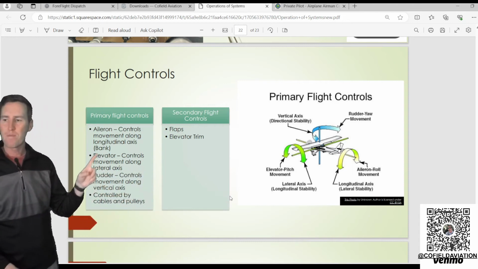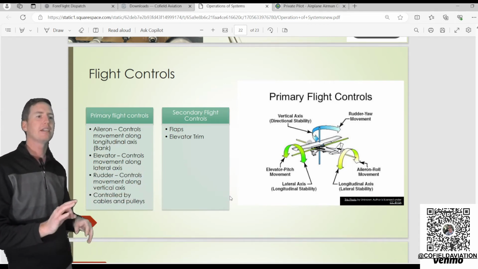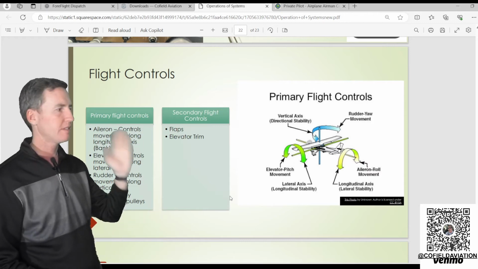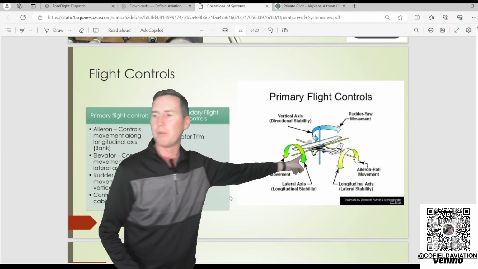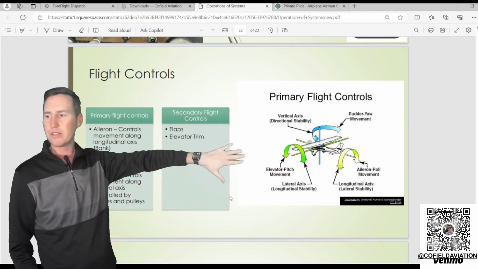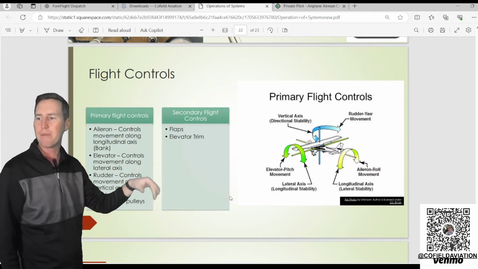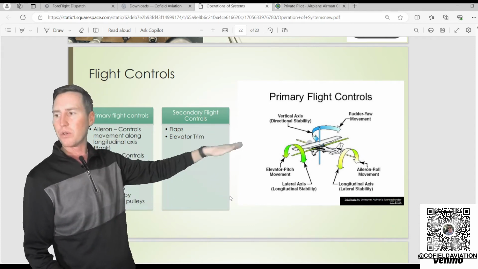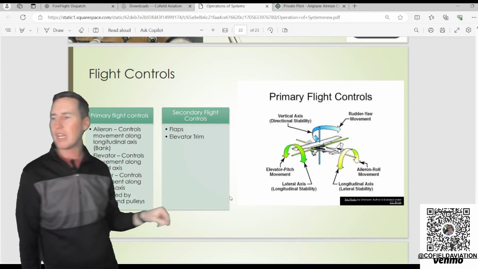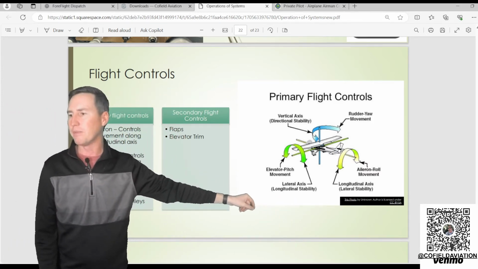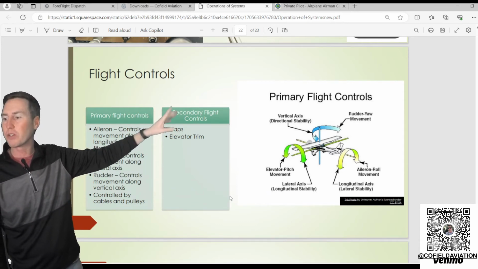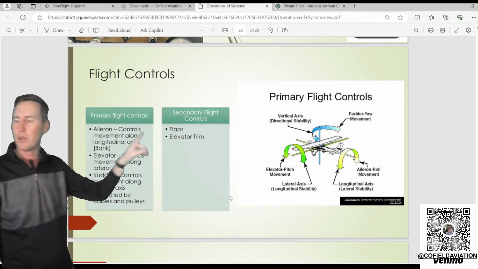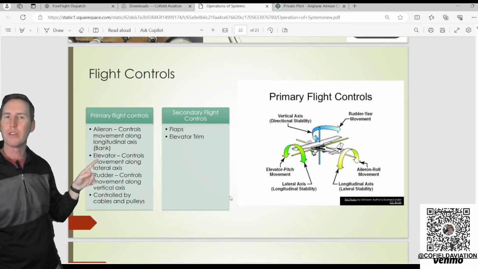Your primary flight controls are the controls that move the three axes. Okay, so we have the longitudinal axis that runs down, if you can see here, from the prop to the tail. Ailerons control movement along the longitudinal axis, the bank. We have a lateral axis that goes from wingtip to wingtip, so your elevator controls movement along that lateral axis. And then we have a vertical axis, that the yaw controls. Okay, so your primary flight controls move you along your three axes.